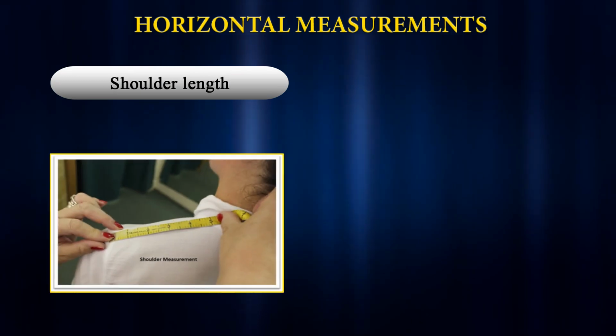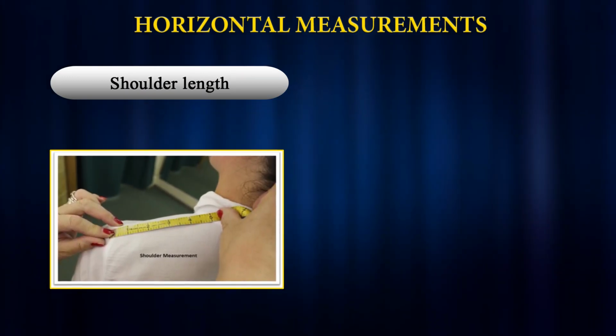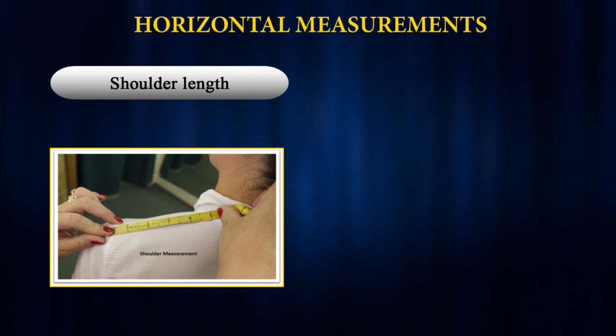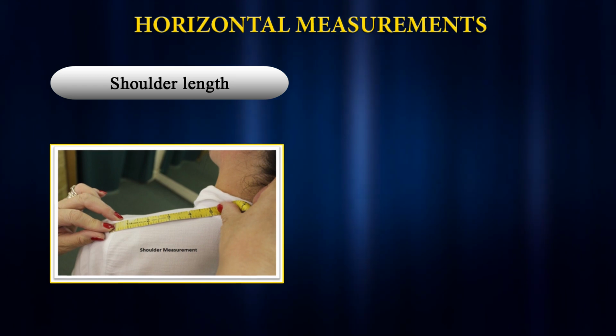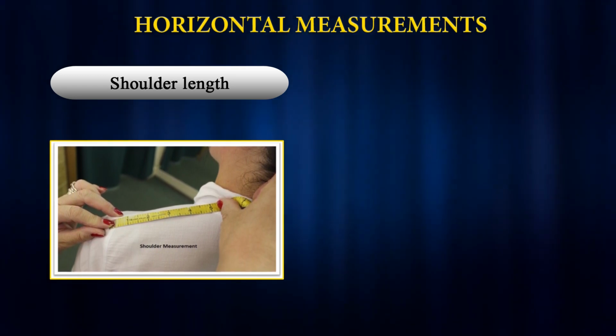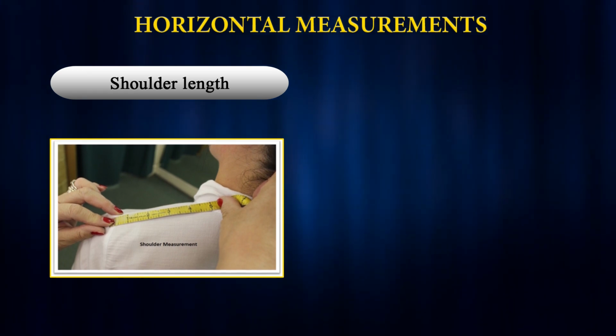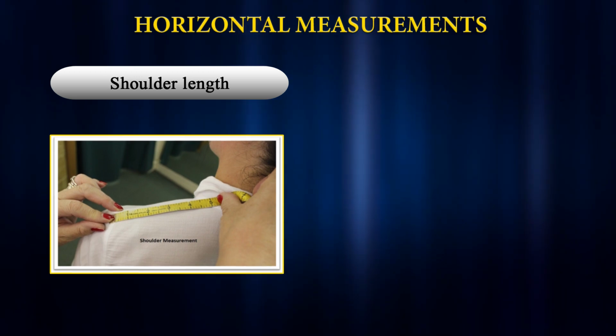Then we have the shoulder length, which is taken from the nape of the neck to the shoulder point. It is like this, shoulder length. We don't take it from across. We generally confuse across back and shoulder length. So shoulder length is taken from the shoulder point to the nape of the neck.